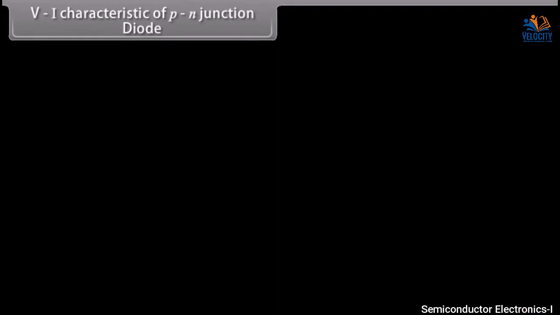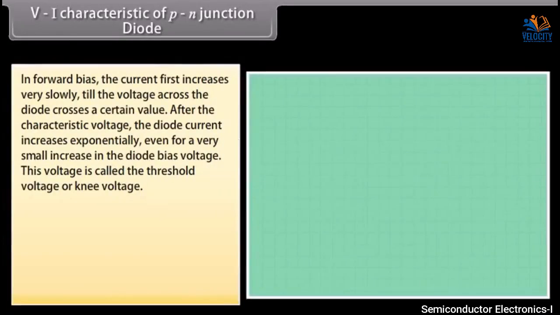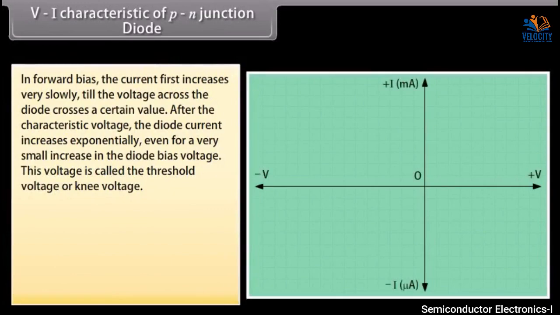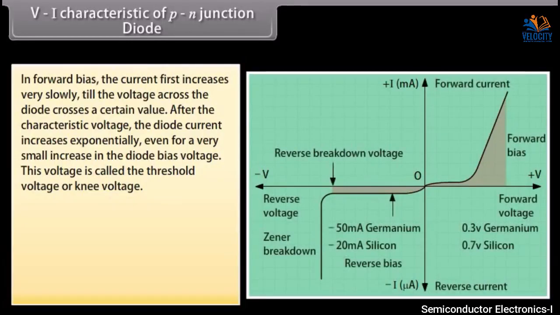IV characteristic of p-n junction diode. In forward bias, the current first increases very slowly till the voltage across the diode crosses a certain value. After the characteristic voltage, the diode current increases exponentially, even for a very small increase in the diode bias voltage. This voltage is called the threshold voltage or knee voltage.